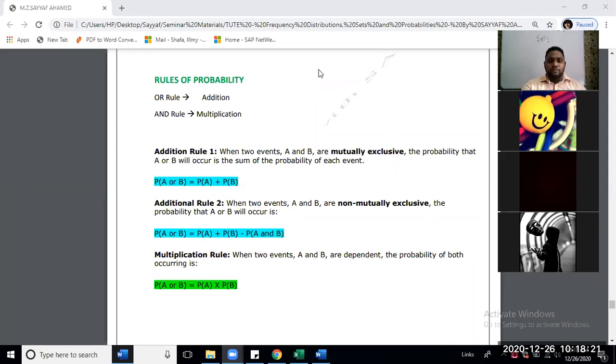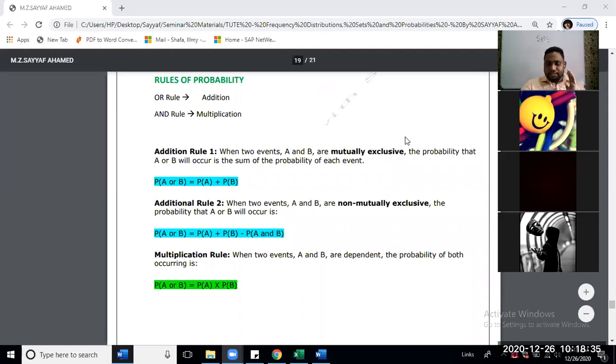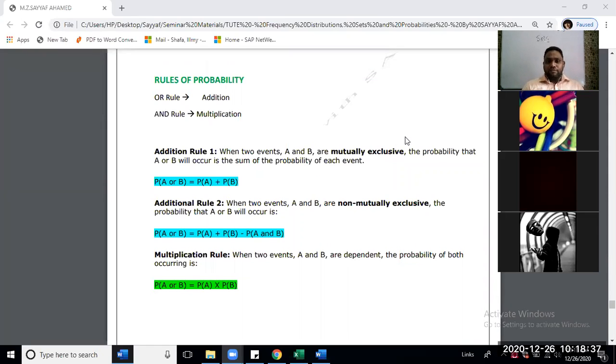AND meaning you are multiplying, OR meaning you are adding. That is a short way of keeping it in mind. When you study your A levels and afterwards, you will study this in detail. The rules are very deep, but as far as your O level is concerned, you can go in that way.